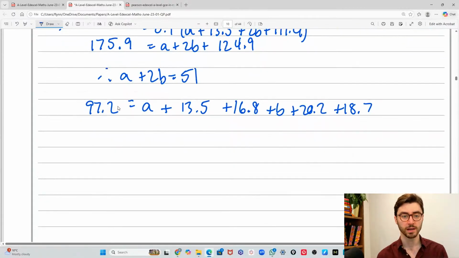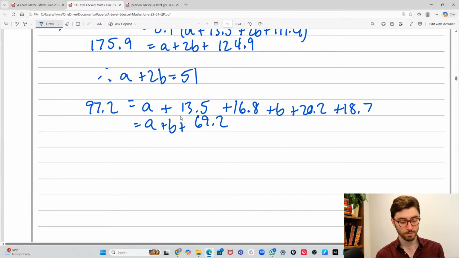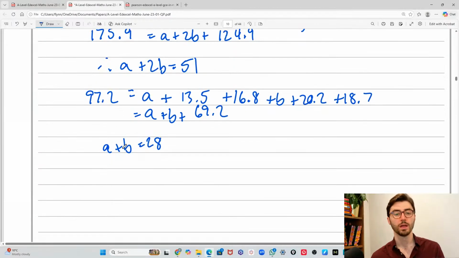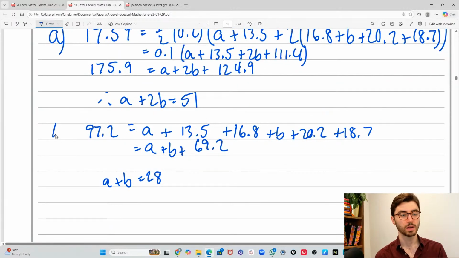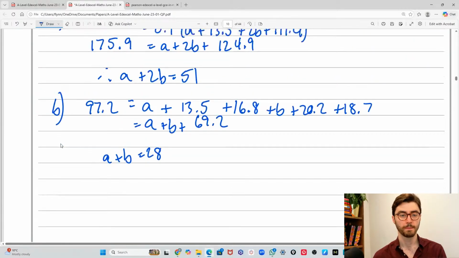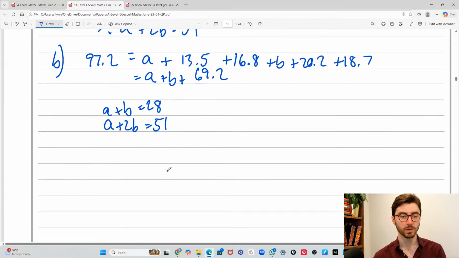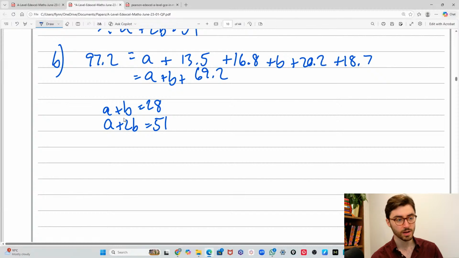So we can say here that is a plus b plus 13.5 and 16.8 and 20.2 and 18.7, which is 69.2, which means, moving that across to the other side, 97.2 minus 69.2 is 28. So a plus b is equal to 28. And then, hold on, is this a different part? This is a different part. So if I have these two equations now, I can clearly see that I can eliminate the a right off the bat. So if I do the bottom equation minus the top equation, a minus a is 0.